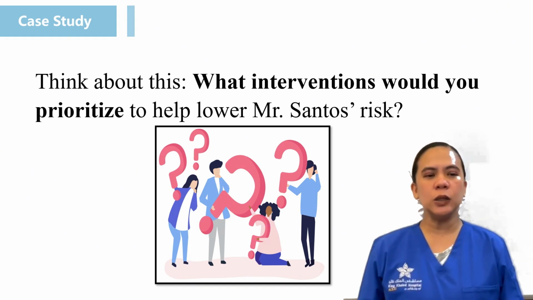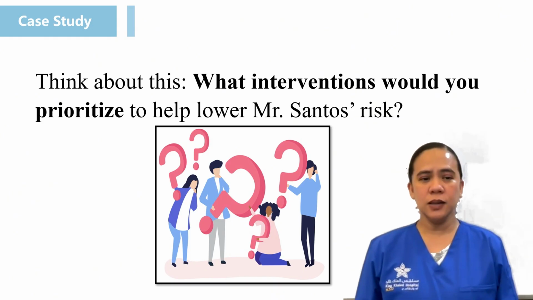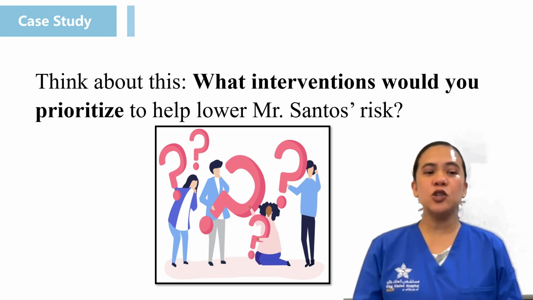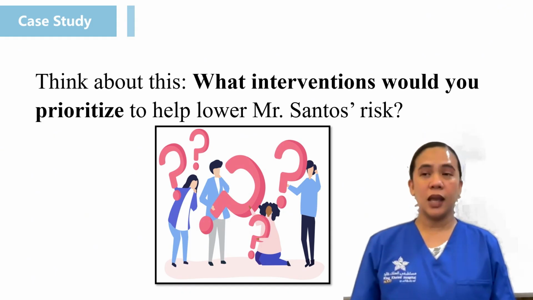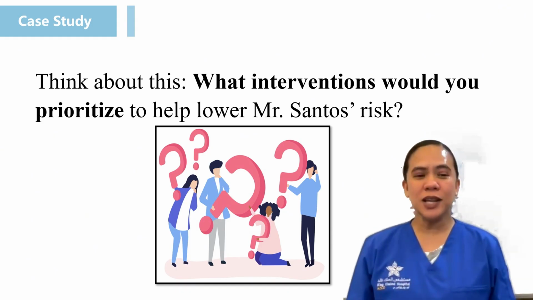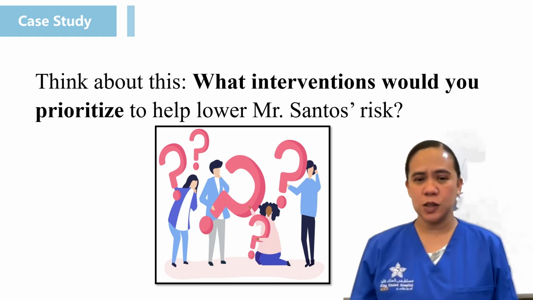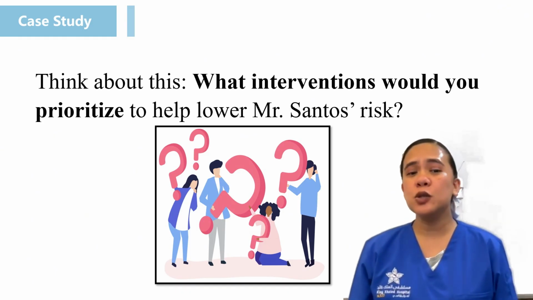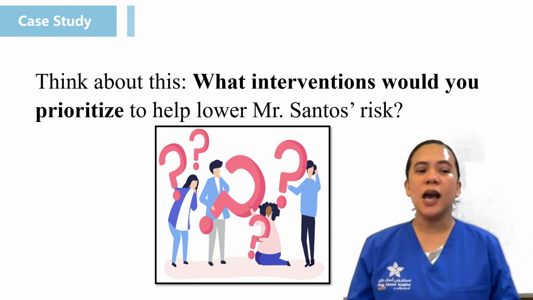I'd like you to take 2 minutes to discuss this with the person next to you. Then, we'll come back together and share a few key ideas as a group. All right, let's bring it back together. Let's hear some of your ideas. What interventions would you prioritize for Mr. Santos based on his high-risk score?